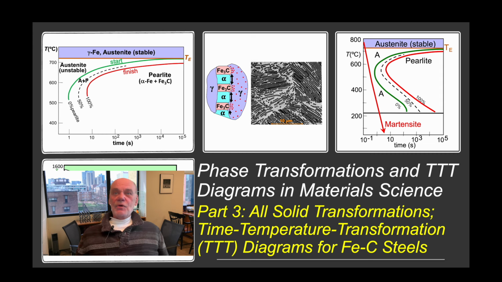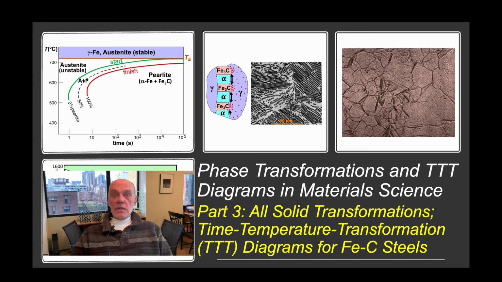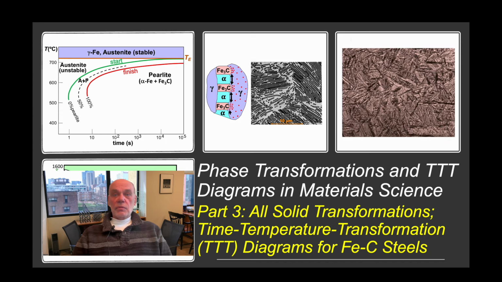In this last video, we extend the principles we've already used to quantify and understand the crystallization of liquids to understanding transformations where all the phases involved are solids. In particular, we'll see how TTT diagrams for phase transformations in the iron-carbon system can be used to tailor the microstructure and properties of so-called pearlite steels, and how that transformation can be bypassed to form martensite, the hardest form of carbon steel.